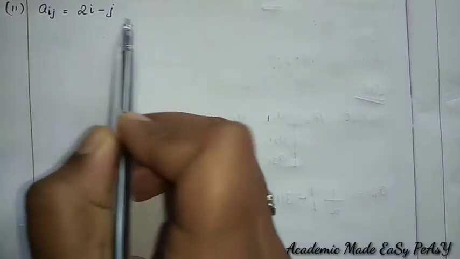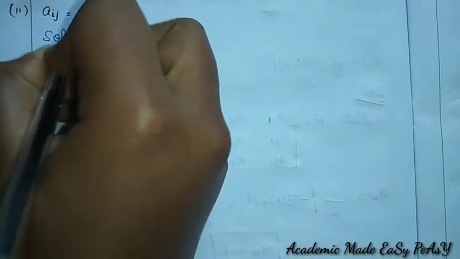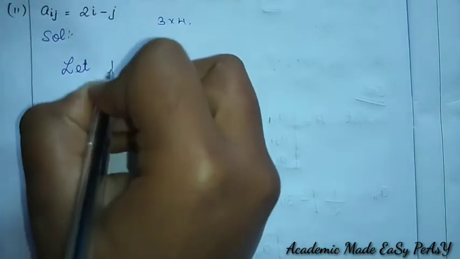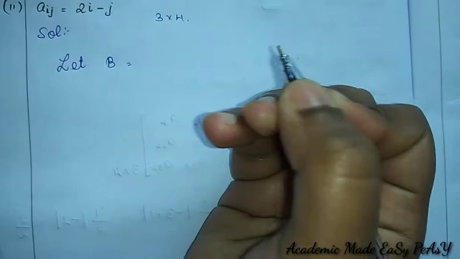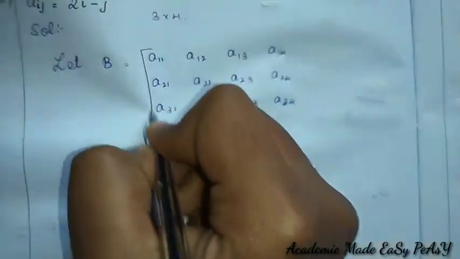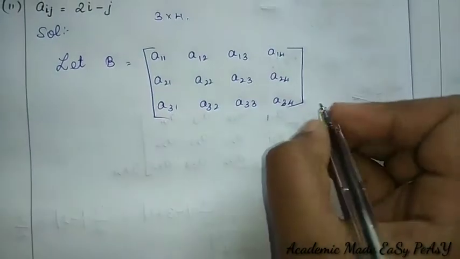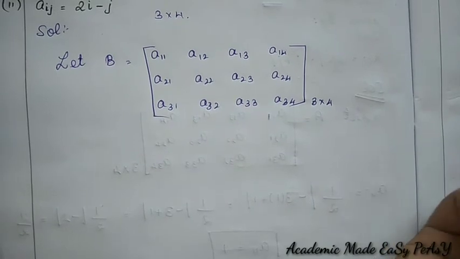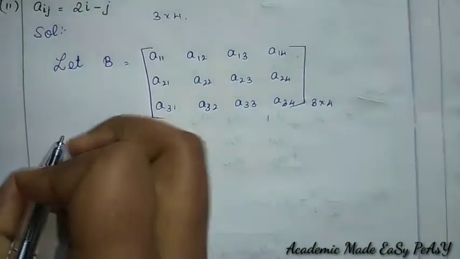Subdivision 2, Aij is equal to 2i minus j. Solution. First, let me write the general form. The given order is 3 by 4, isn't it? So it will have 3 rows and 4 columns. So let B be some matrix. I'm taking this matrix as B, and this is of the order 3 by 4. So now we have to find the elements for this matrix.